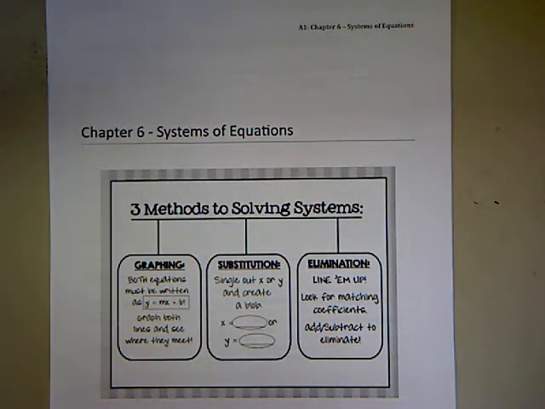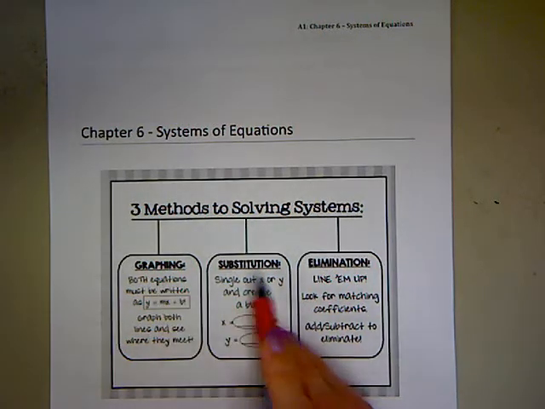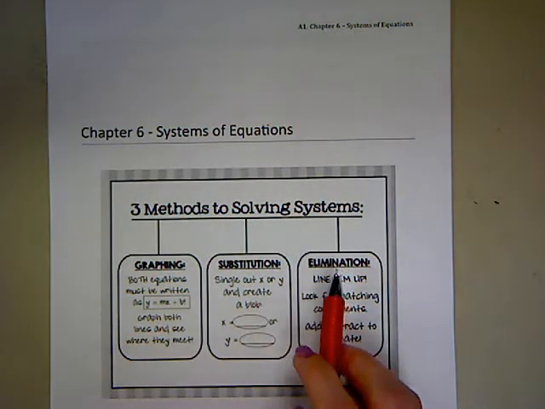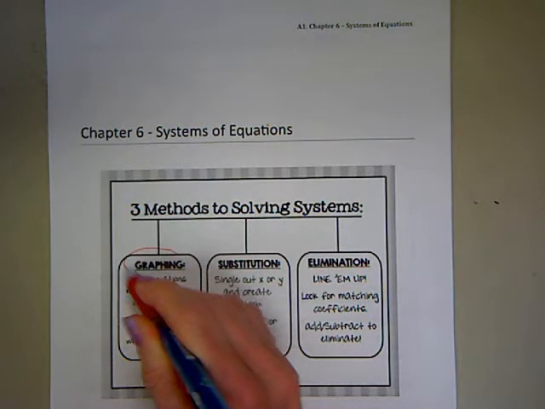Good morning. We are starting Chapter 6, Systems of Equations. Please get out your packet so that we can take Lesson 6.1 notes. For systems of equations, there are three methods for solving systems: graphing, substitution, and elimination. We're going to talk about graphing today.